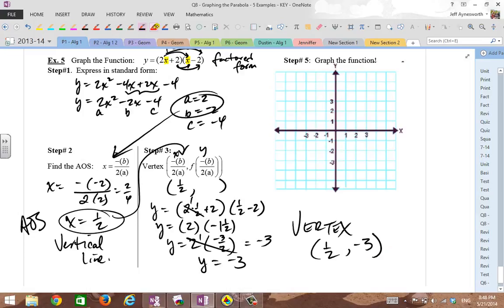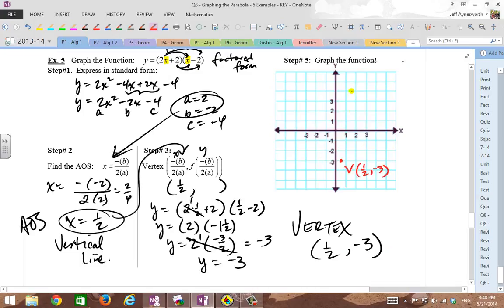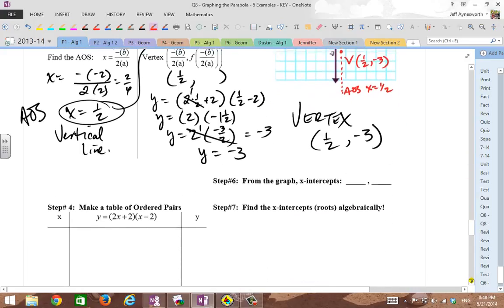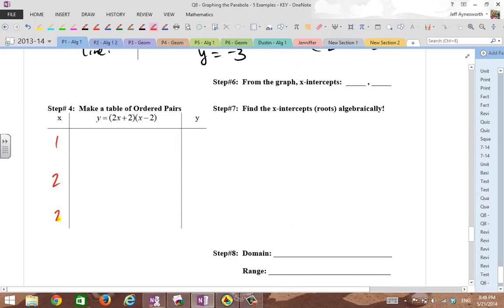Let's plot it and draw your line of symmetry at the same time. So 1/2 comma negative 3 is right here. I'm going to plot the V for vertex at 1/2 comma negative 3. I'm going to draw my line of symmetry. Okay, there's your axis of symmetry or line of symmetry at x equals 1/2. It's always a vertical line. And I'm going to pick the points to the right, like 1, 2, and 3.